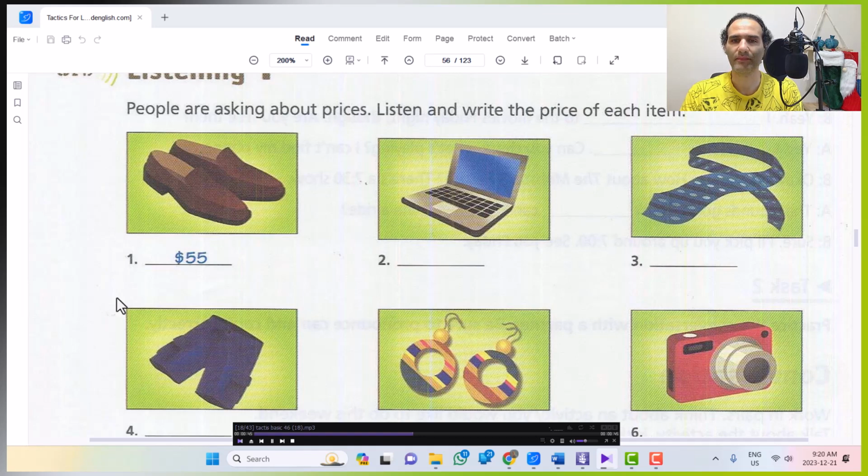3. This tie isn't bad. How much is it? It's $36.95. $36.95? Well, maybe I don't really need a tie. Thanks anyway.